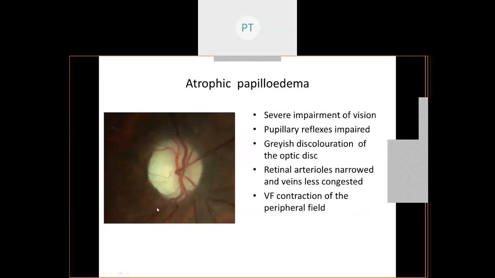Atrophic papilledema develops after 6 to 9 months of chronic papilledema, and it is characterized by severe impairment of vision. Your pupillary reflexes now become impaired. There's a grayish discoloration of the optic disc. The retinal arterioles become narrowed and the veins are less congested. On testing the visual field, there is eventual severe contraction of the field of vision.